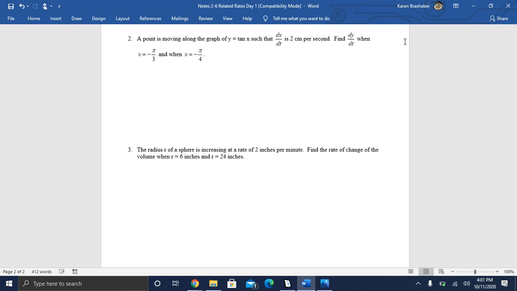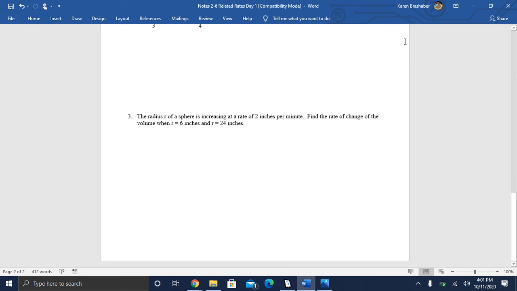And for problem 3, it talks about the radius of a sphere increasing at a rate of 2 inches per minute. So the rate of change of the volume when the radius is 6, and then when the radius is 24 inches is what we're considering here. So on a sphere, the volume is 4/3 pi r cubed.